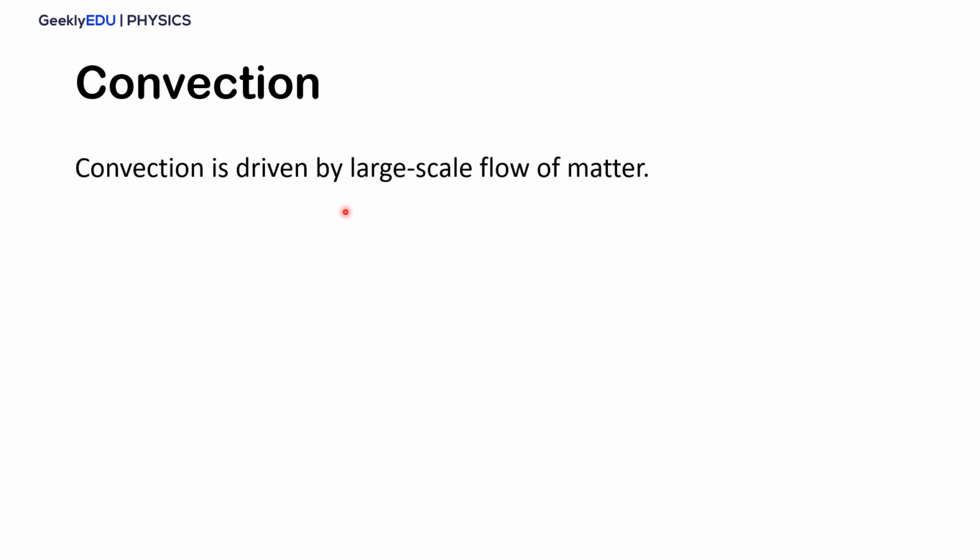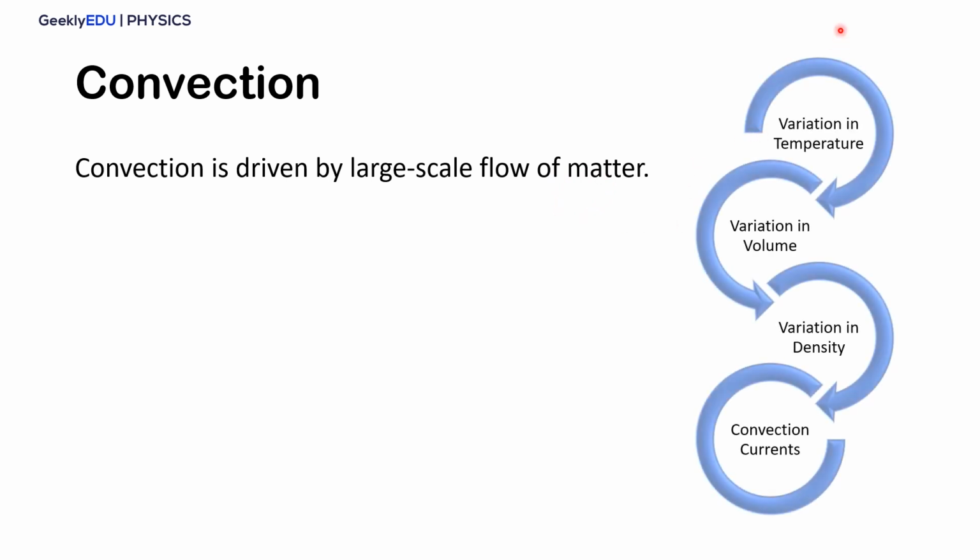Talking now about convection. Convection is driven by large scale flow of matter. Basically, a variation in temperature causes a variation in volume, and this leads to a variation in density, and this variation in density creates convection currents. For example, in the air, if we heat the air, we have this variation in temperature.